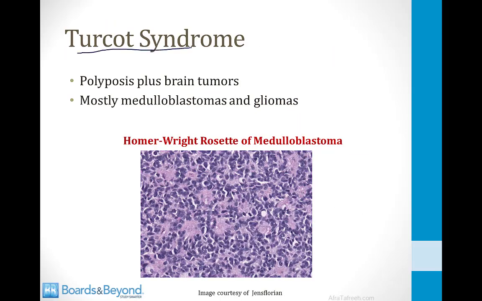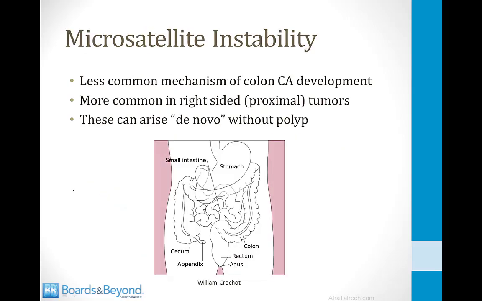Turcotte syndrome is the other FAP variant. This is polyposis of the colon plus brain tumors, mostly medulloblastomas and gliomas. I talk about medulloblastomas and gliomas in the neurology modules, but I've shown you a picture of the Homer-Wright rosettes, which are classic for medulloblastoma, on the screen here to remind you of this association with polyposis seen in Turcotte syndrome.